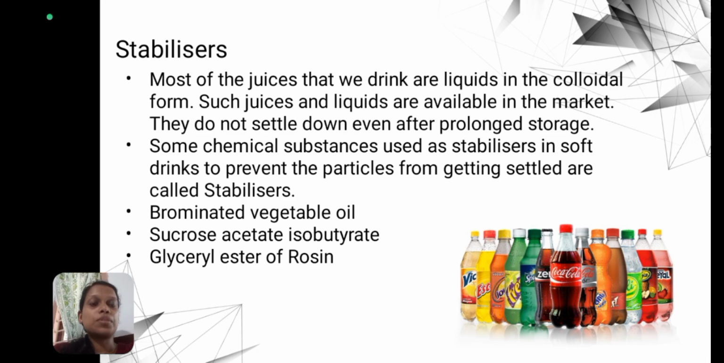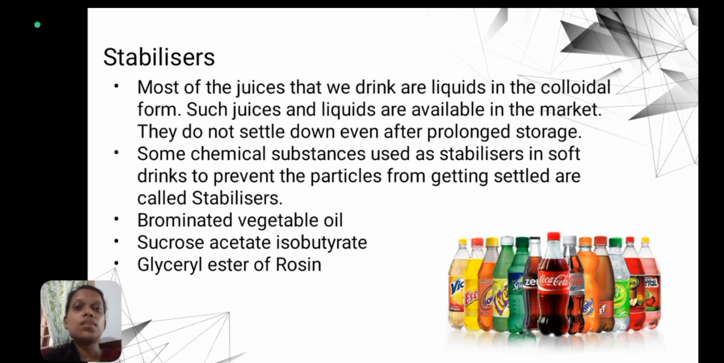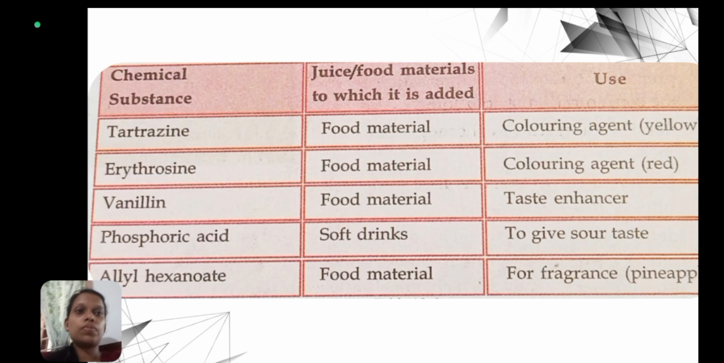Some chemical substances used as stabilizers in soft drinks to prevent the particles from settling are called stabilizers. Brominated vegetable oil, sucrose acetate isobutyrate, and glyceryl ester of rosin are examples of stabilizers. Here, the table presents chemical substances, what they are added to, and their uses.